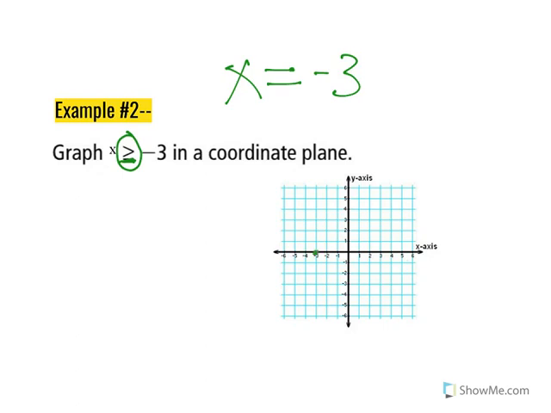You can yell at me all you want. I won't hear you. And so it's a solid vertical line at x equals negative 3.